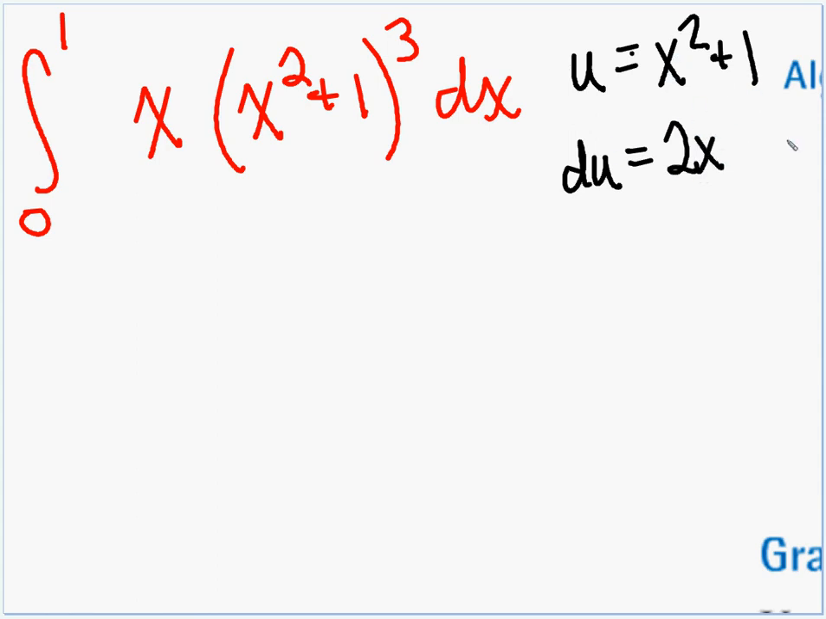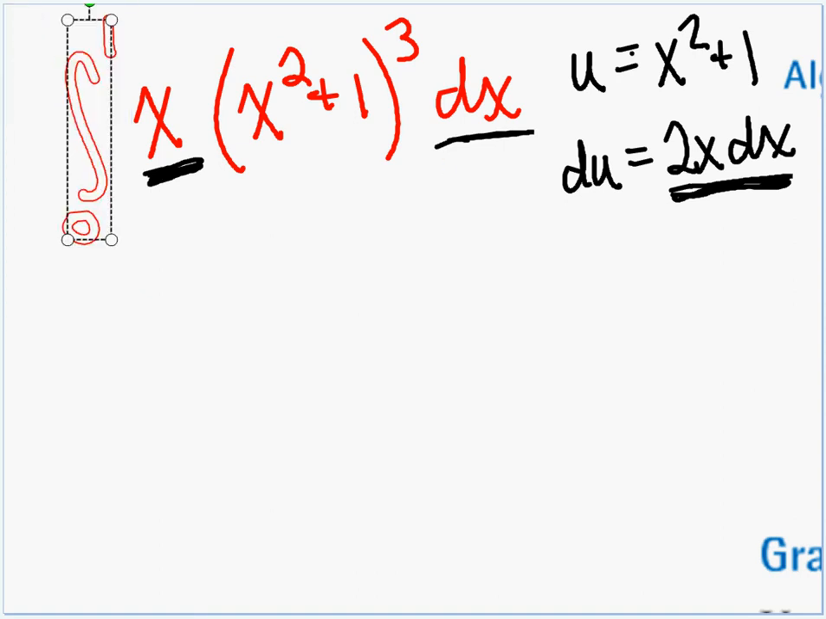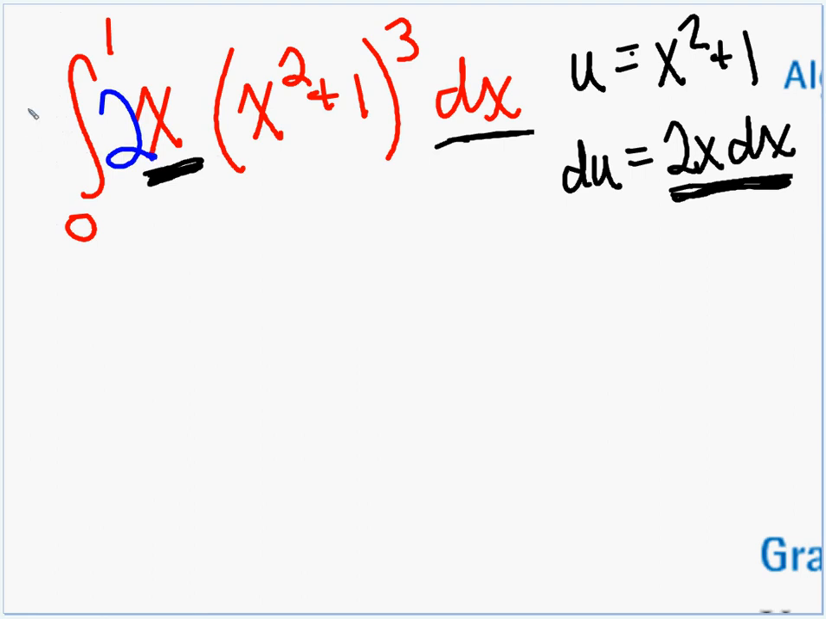So what we need is a 2x dx. We have the important part. We have the x, we have the dx, so we're missing a 2. So to tweak this, I can put a 2 where I need it, as long as I balance it with a 1/2 out front. So now let's see where we're at. We've got 1/2 definite integral from 0 to 1.